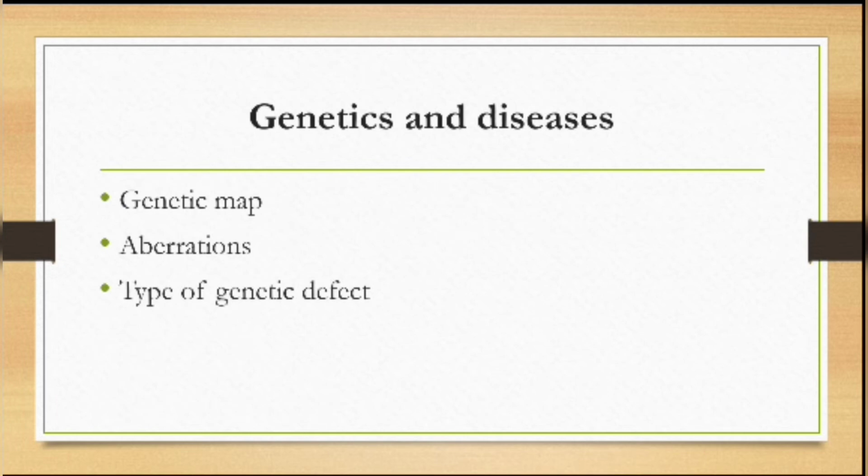And any changes or alterations such as mutations, aberrations, means what? They are deviational inheritable changes in genes. These aberrations cause genetic abnormalities or defective genes.